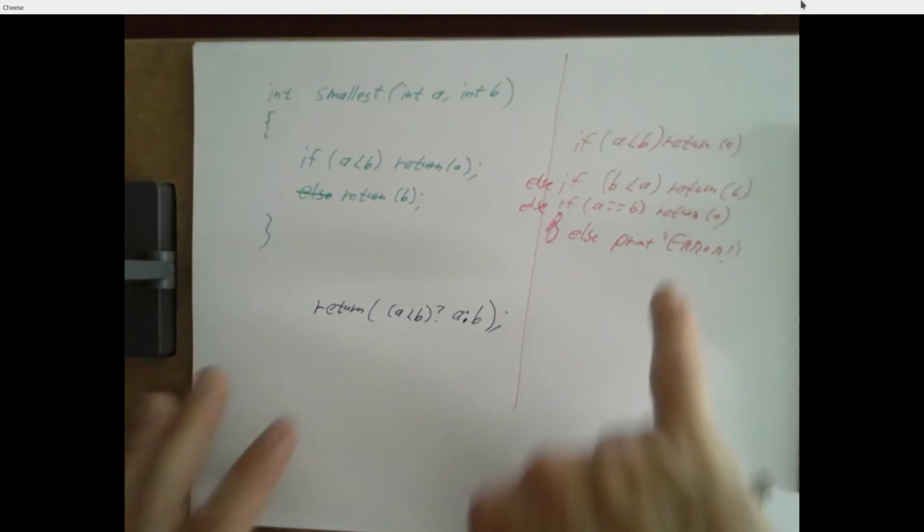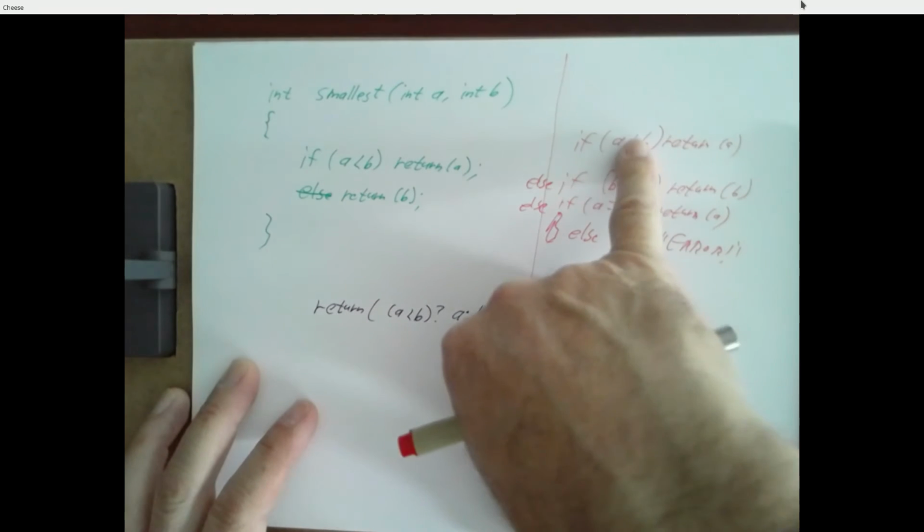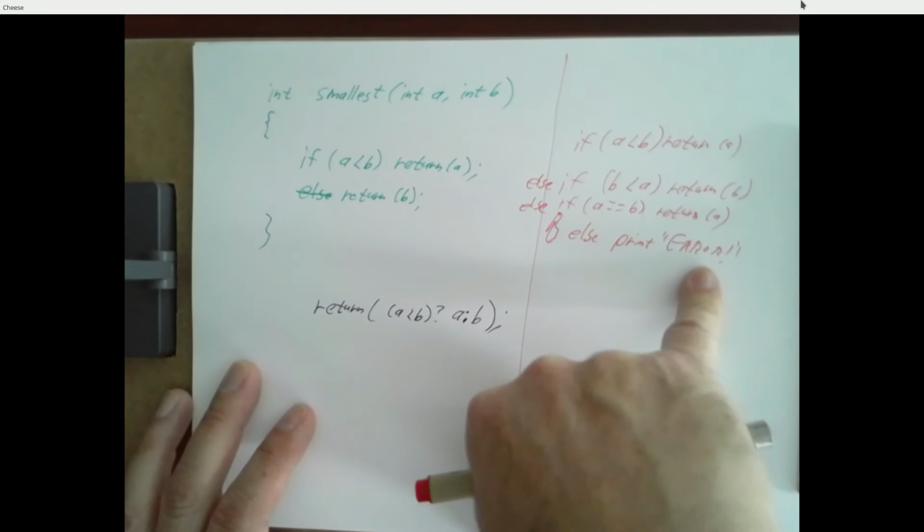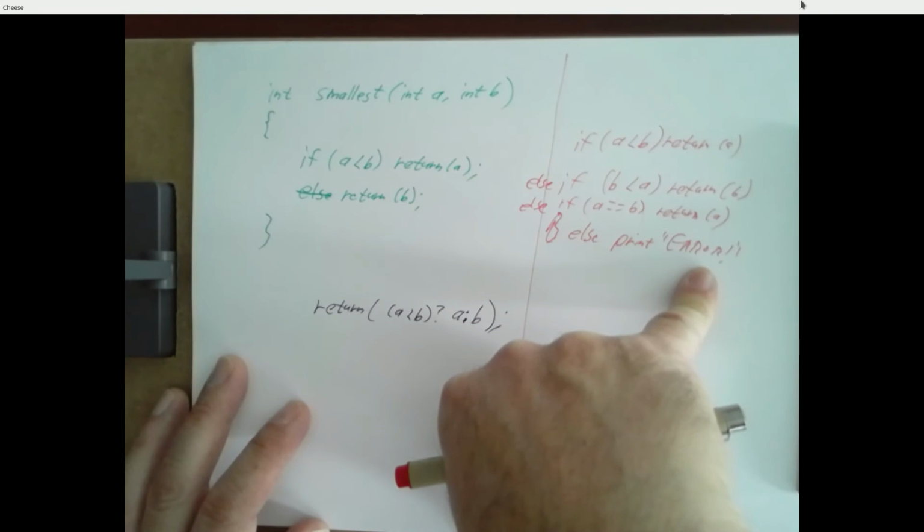And yeah, that should never happen, right? A is either going to be less than B, bigger than B, or equal to B. So this should never happen. And it doesn't do any harm to have that there.